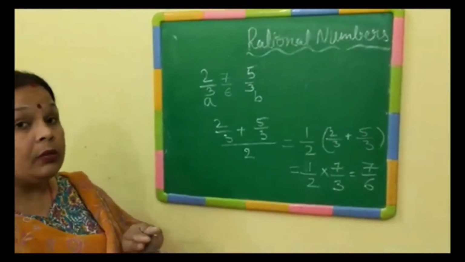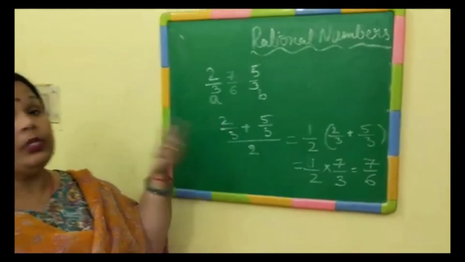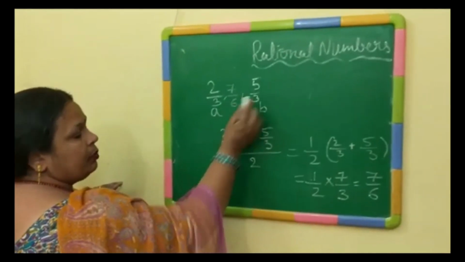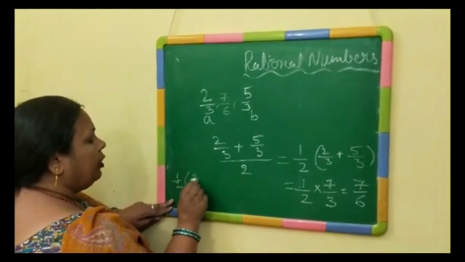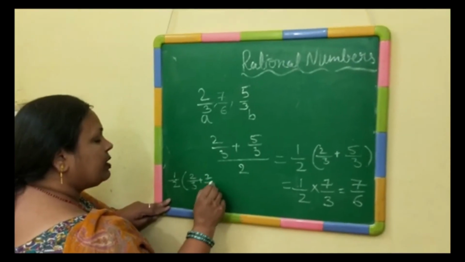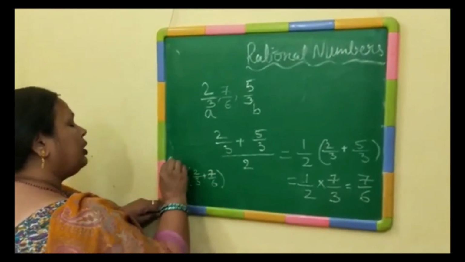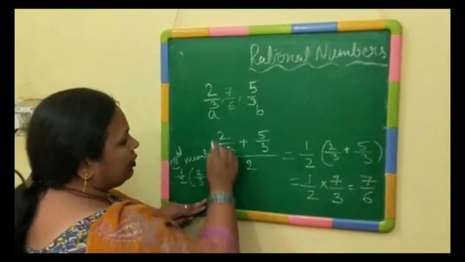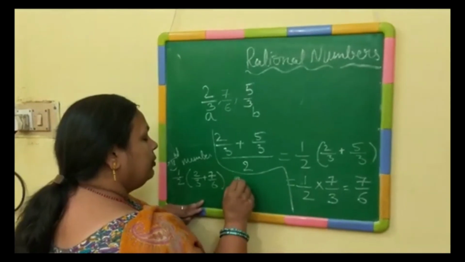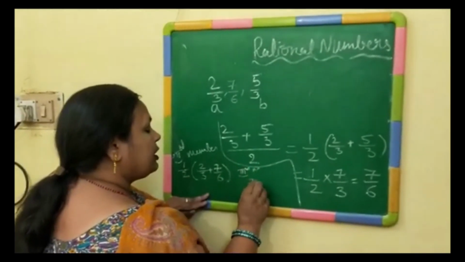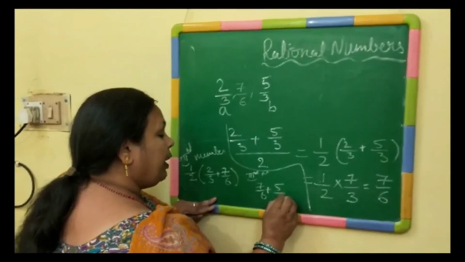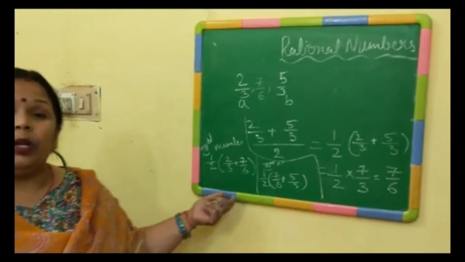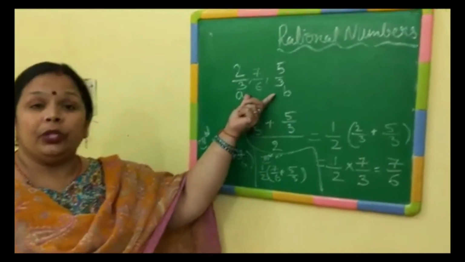Clear? Now similarly, if we want to find another 2 numbers, what will we do? This is A and this is B. That means half of 2 by 3 plus 7 by 6 will give you the second number. And for the third number, it is 7 by 6 plus 5 by 3, and half. So I hope it's very easy and you can calculate and find the other remaining numbers as part of your assignment.